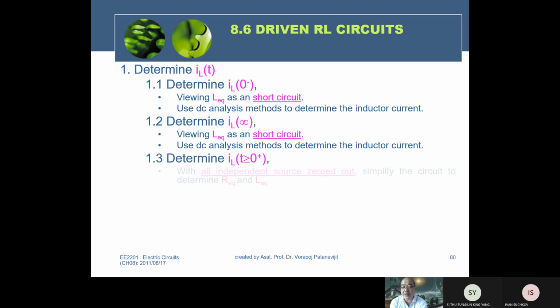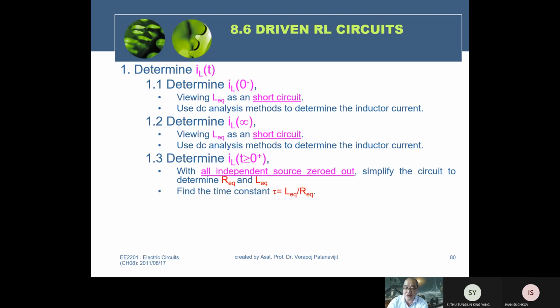Next, you determine IL for time greater than 0. For time greater than 0, without independent sources, zero them out. In this step, you can kill every source. How do you kill the current source? You kill the current source by open-circuiting it. For the voltage source, you kill it by short-circuiting it. After that, you determine the equivalent resistor and equivalent inductor.